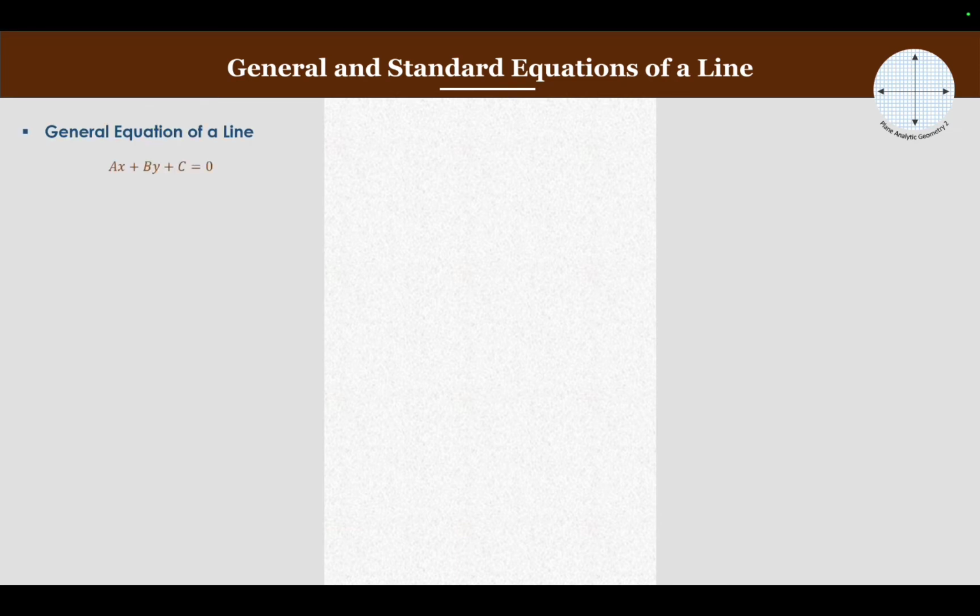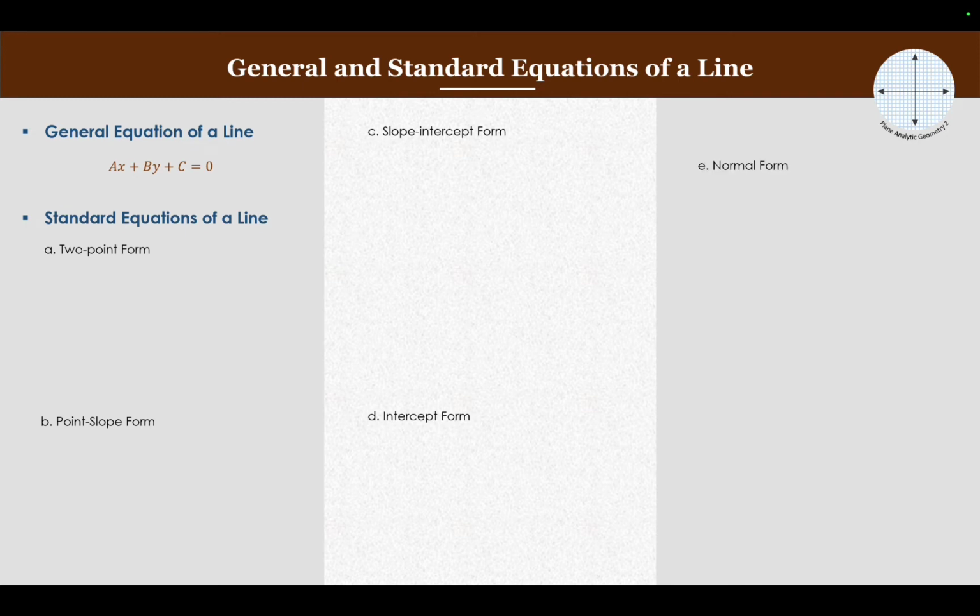So the general equation of a line is ax plus by plus c. The standard equations of a line have 5 different forms. First is the 2-point form. Second is the point-slope form. Third is the slope-intercept form. Fourth is the intercept form. And the fifth form is the normal form.